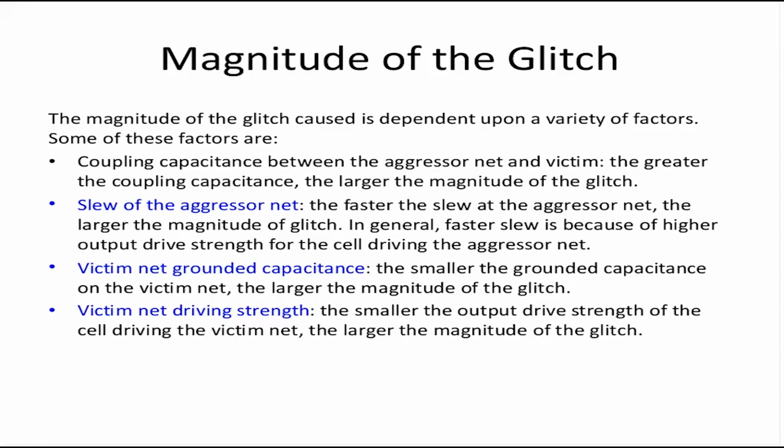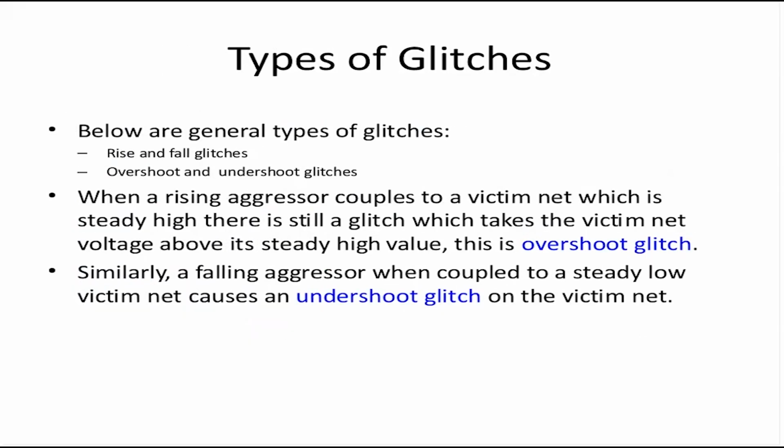So, the types of glitches are rise and fall glitches and overshoot and undershoot glitches. When the rising aggressor couples to a victim net which is steady high, and steady high means it's almost at VDD, and there's a glitch which takes the victim net above its VDD value, it's called an overshoot. Again, noise that takes a victim net already at 0 to something below 0, it's called undershoot.